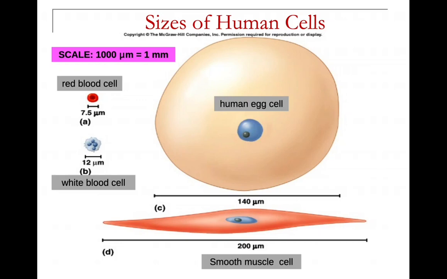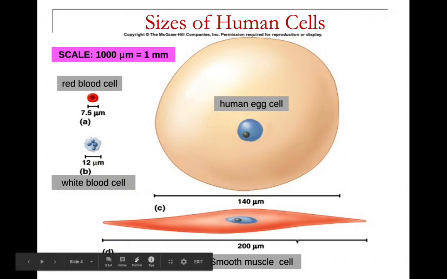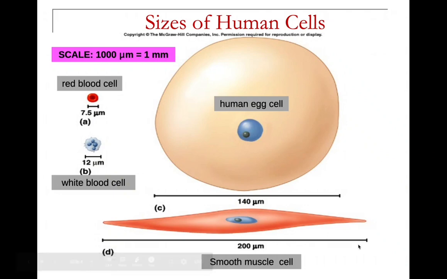Cells are small, really small. So to give you kind of an idea here, this shows the human egg cell, which is generally considered to be the largest human cell. Red blood cells are extremely small here, so looking at their relative size. And then muscle cells, it's not that they're overall large, but they're long and skinny. So here's an example of a smooth muscle cell.